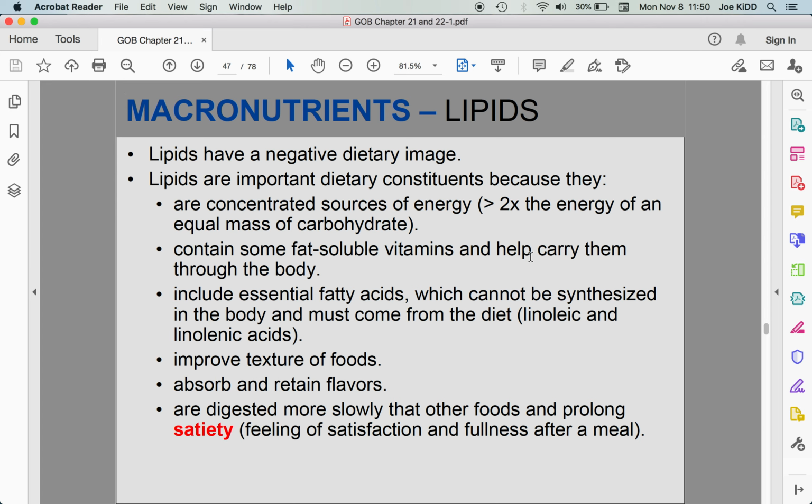Lipids, again, typically get a bad rap. However, they are very good concentrated sources of energy. When we're talking specifically about the mass, the amount of energy that we get out of it is a very efficient way to do it. For the mass of the lipid that is ingested, approximately 2 times more energy can be taken from it than from a carbohydrate of an equal mass.